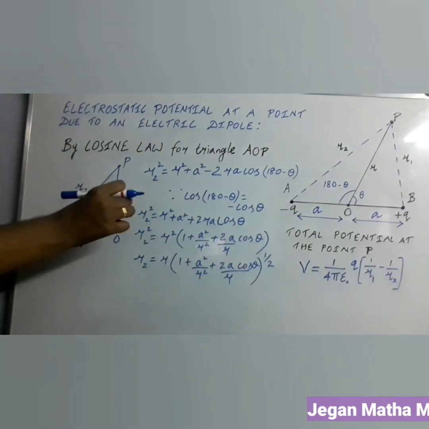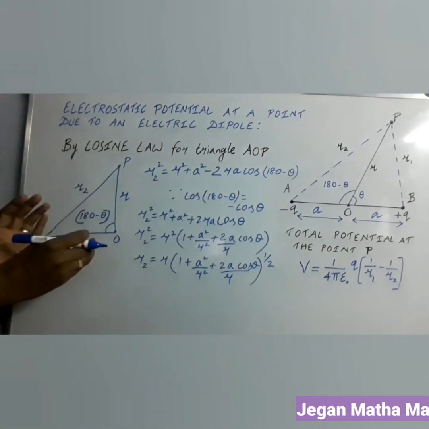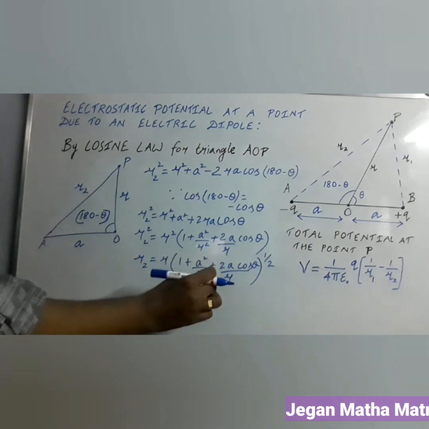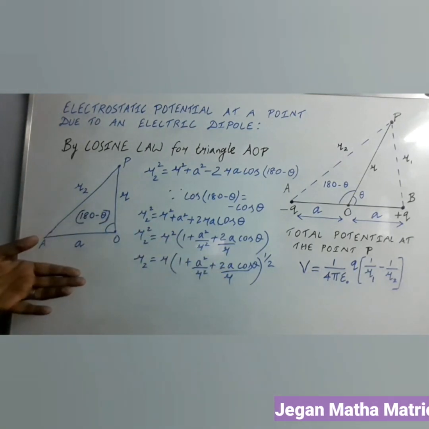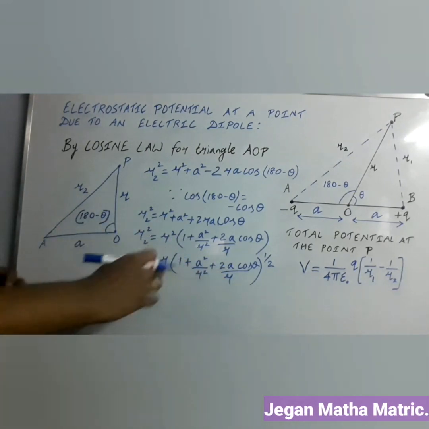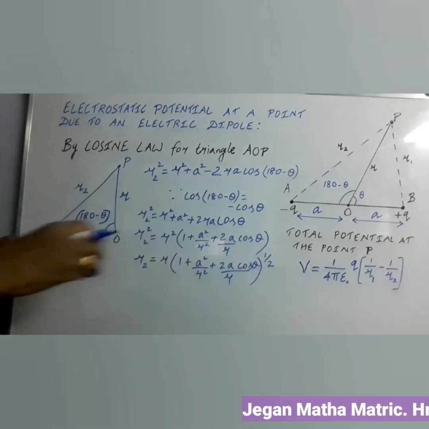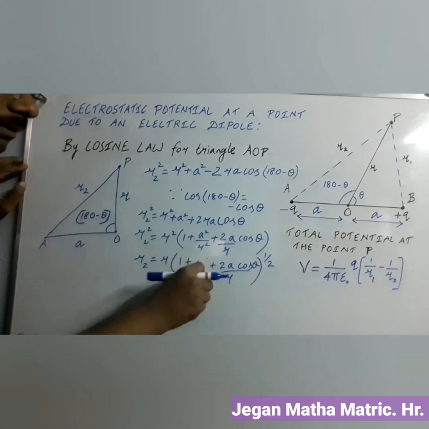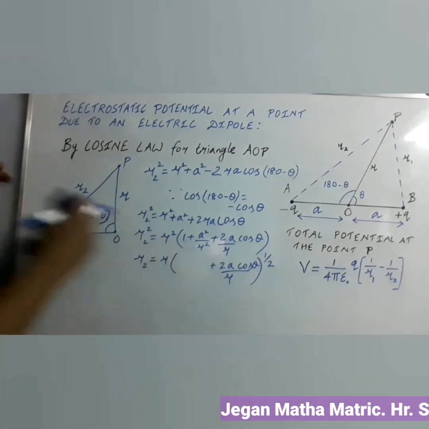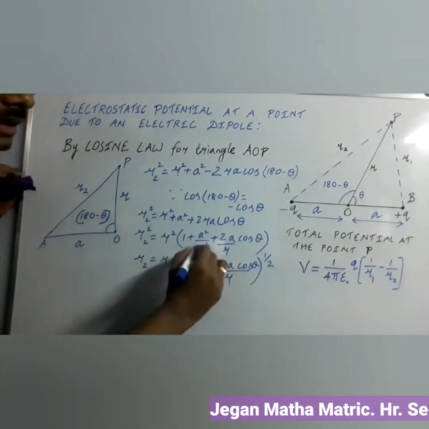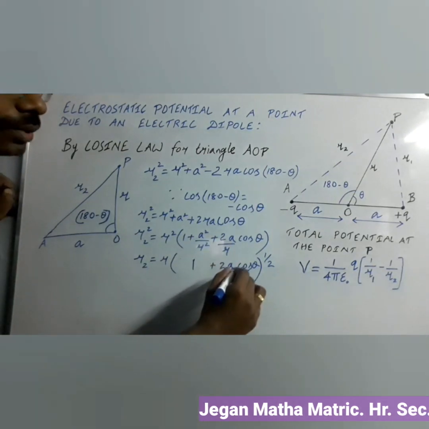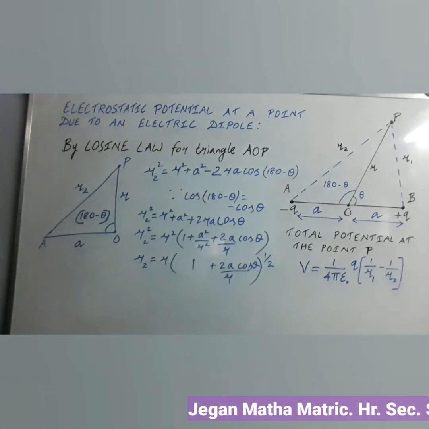Here also, coming back to R, A has a very small value. Here also lesser value by greater value. So what will be the answer? That will be very negligible. So A square by R square can be neglected in this expression. Already 1 is there. So 1 plus this term can be neglected. So plus 2A cos theta by R.